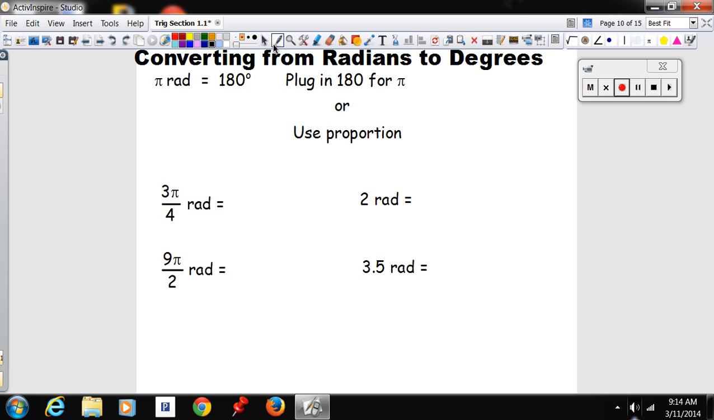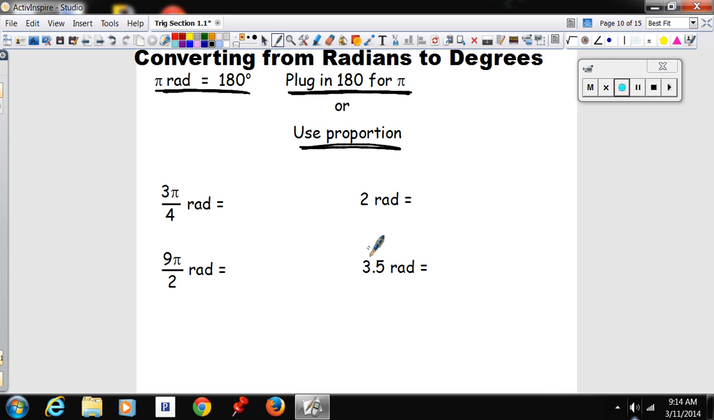So again, the key point is pi radians equals 180. This one's even easier. If you have a pi in your problem, just plug in 180. Take out pi, put in 180 in its place, because these two are equal to each other. You could always substitute them whenever you want to. Or you could use a proportion, which I'm going to show you as well. That might come in handy when you don't have a pi in there.